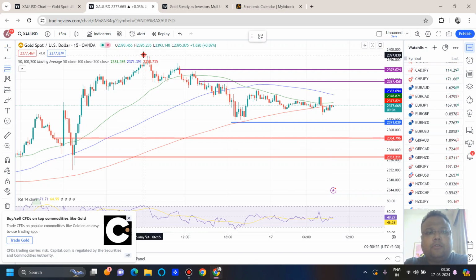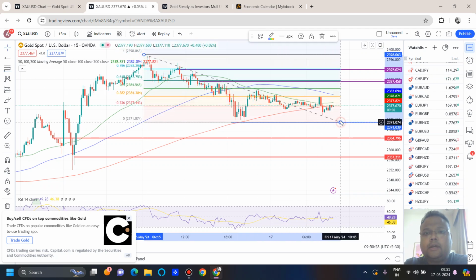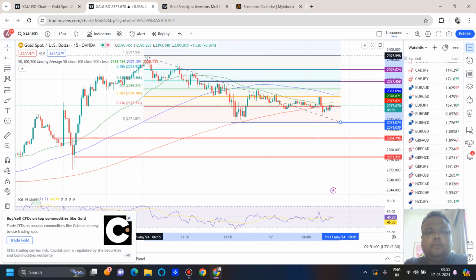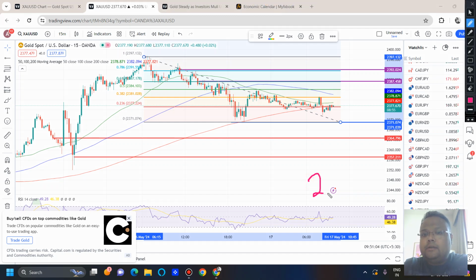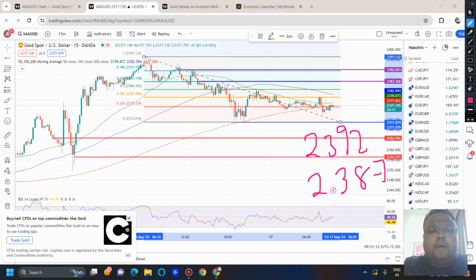And if the market goes up from here, then we can also look to sell around the purple lines that we can see on the chart here. What are the levels here? 2387 and 2392. You can see these are the two levels from where the market has shown price rejections around this area. Along with that, we also have the Fibonacci 78.6% retracement level and 61.8% retracement level.